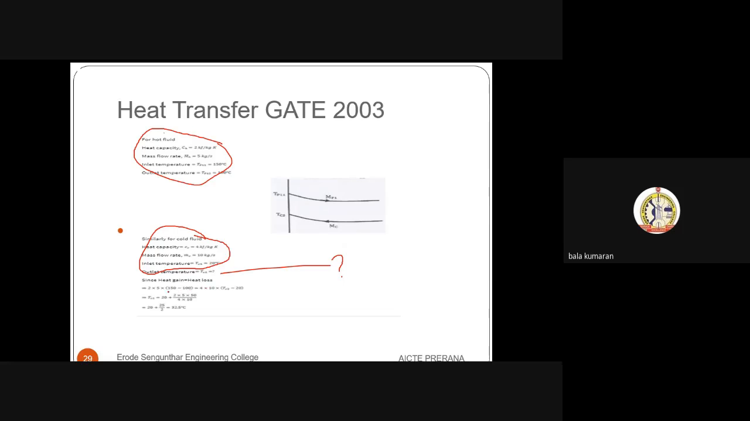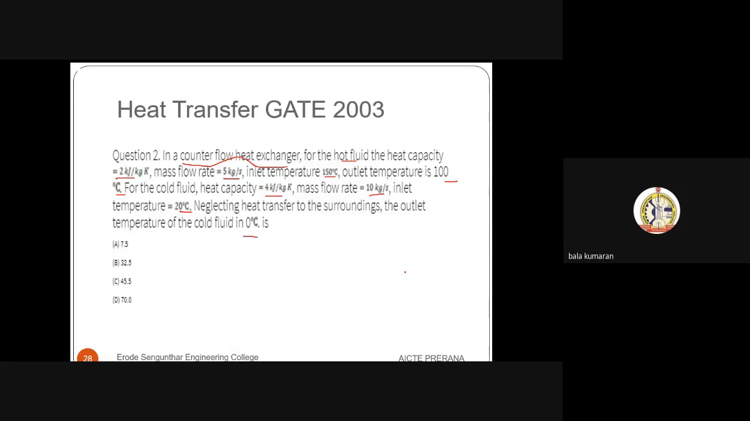Just apply the formula. Which formula? A single formula is there, the equal formula, which is m c p, the highest value minus, capital T1 minus capital T2. That means m_h c_ph equals m_c c_pc times the difference. The highest given value is the inlet. They asked to find the outlet temperature.